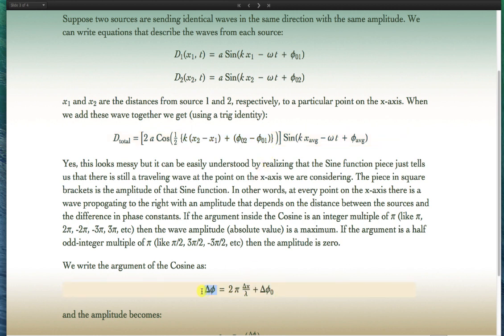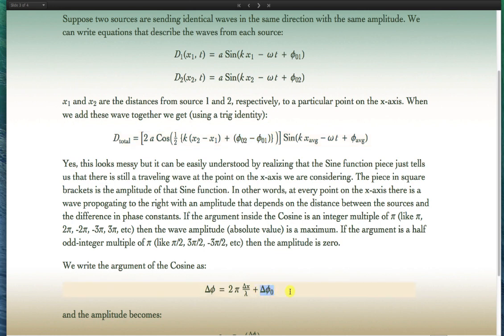Delta phi is what we call the phase difference between the waves created by the two sources. Delta x is the distance between the two sources, and delta phi 0 is the phase constant difference between the two sources. So again, each individual phase constant tells you what each source is doing at time equals 0 and at x equals 0. The difference in these phase constants basically tells you what the two sources are doing relative to each other.